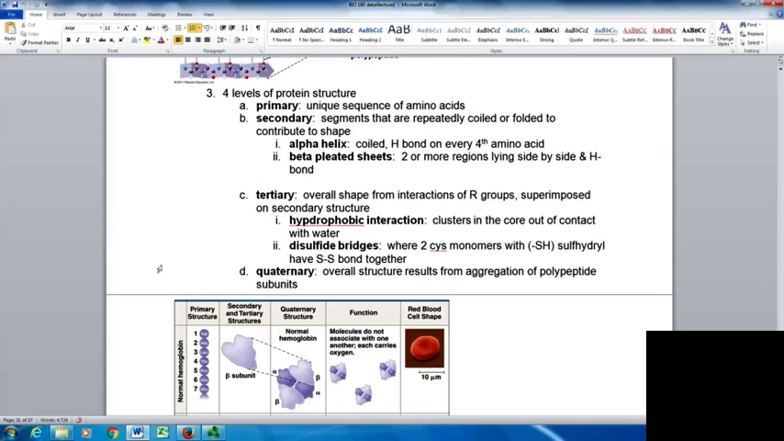So the quaternary structure, this is your overall structure that results from aggregating together more than one polypeptide subunit. So if you've got 3 polypeptides that come together, that would be the quaternary structure to make your final protein.